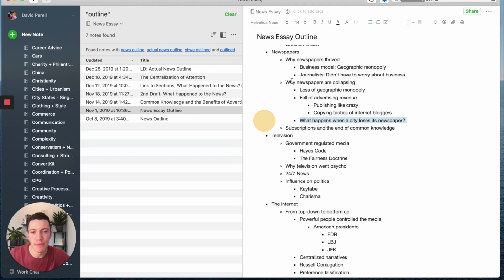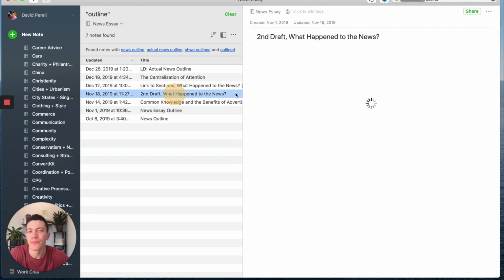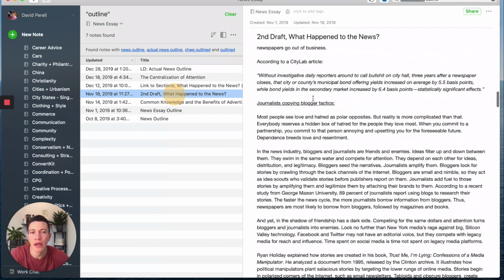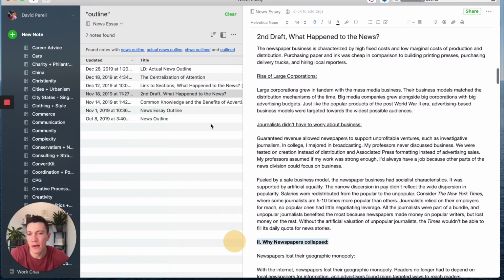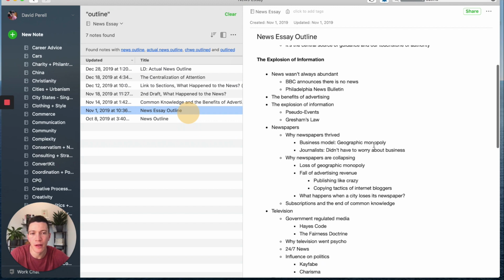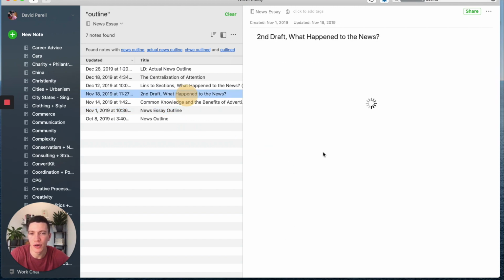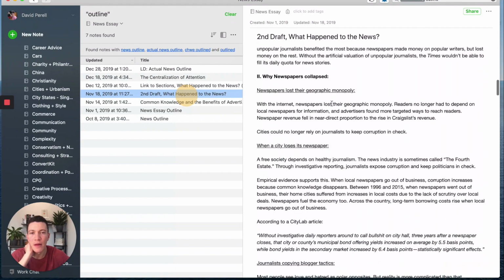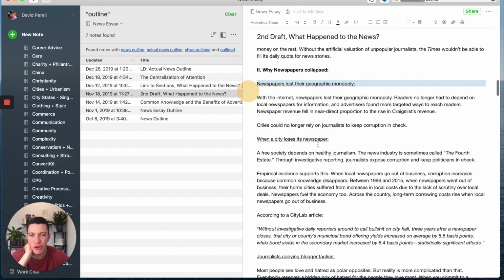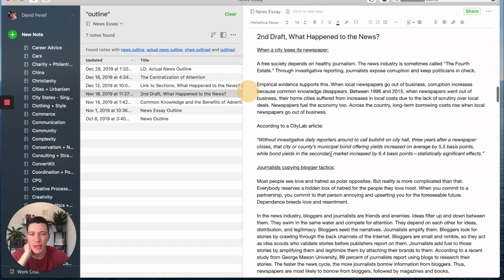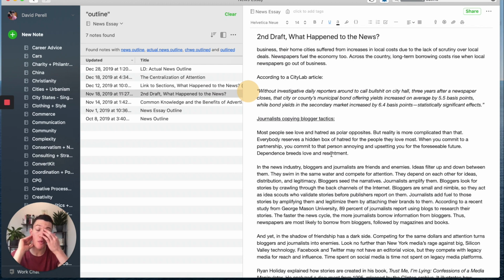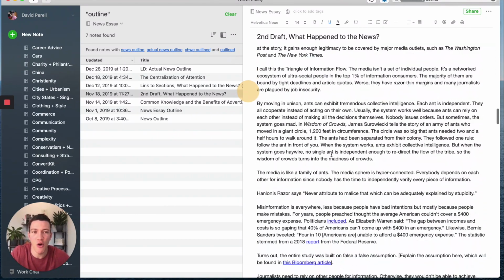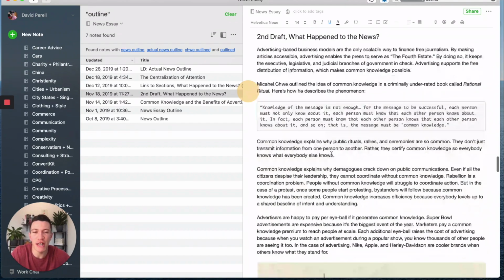So what I did was I took this, kind of had it on the right side of my screen, and then you'll see I had like why newspapers collapsed. So back to the original outline, I had why newspapers are collapsing, turned it into this, why newspapers collapsed. And what I would do is I would just write different ideas. So when a city loses its newspaper, newspapers lost their geographic monopoly. And I would just write these little snippets, sort of things that were top of mind. And I would basically just work through section by section, doing whatever I felt like doing on any given day. Sort of no rhyme or reason to anything, just trying to get stuff out there.